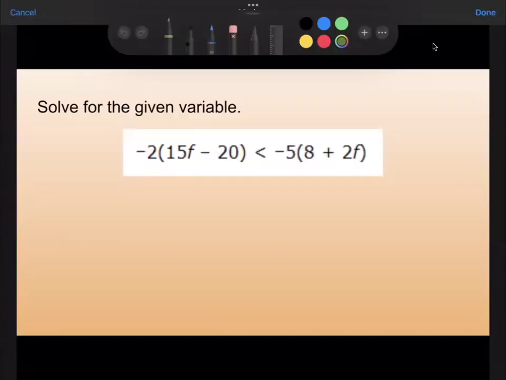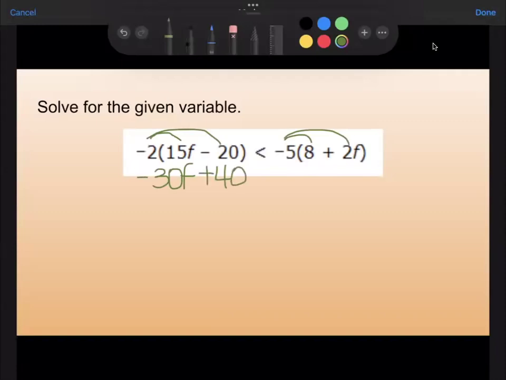Okay, here is our last one for today's video. And again, it's pretty complicated. There's a lot of steps here. So let's just start by distributing the negative 2 here and here, and the negative 5 here and here. So negative 2 times 15 would be negative 30. So we have negative 30f. The negative 2 times negative 20 is positive 40. So I'm going to write 40 here and put a plus in between.